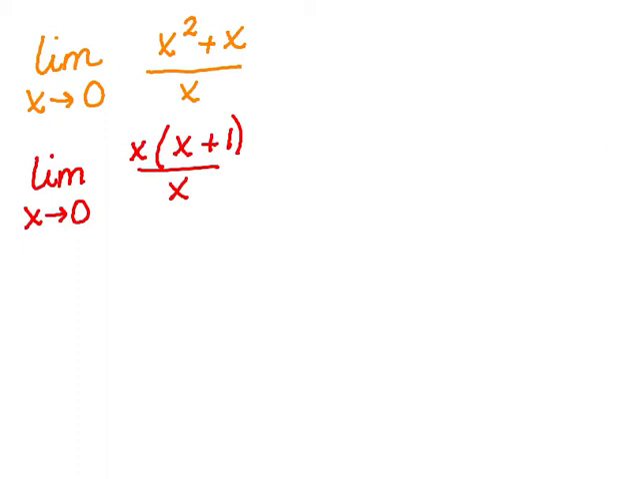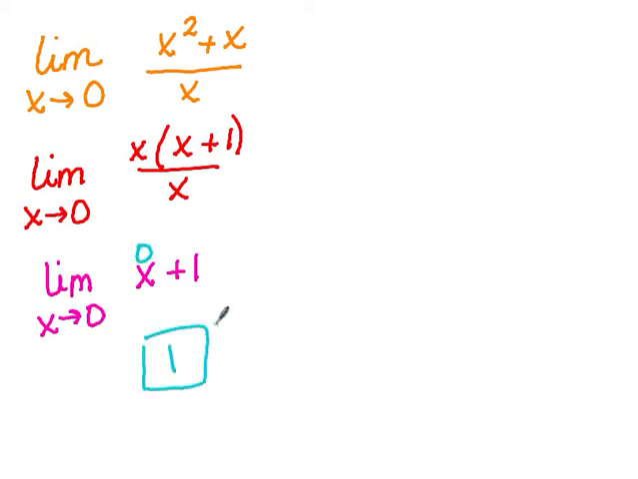So then what ends up happening? Your x's cancel, so that leaves you with the limit as x approaches 0 of x plus 1. And so your answer is just 1, because if you plug 0 in here, you end up getting 1.